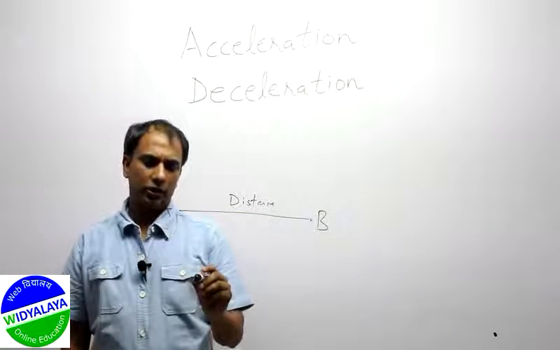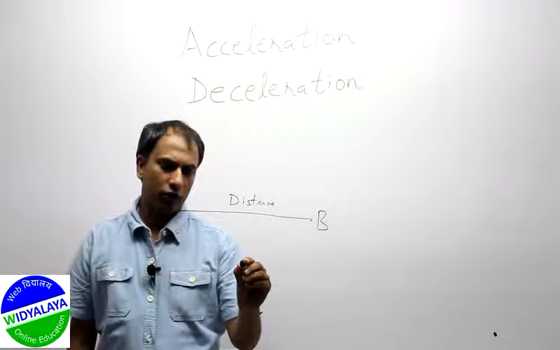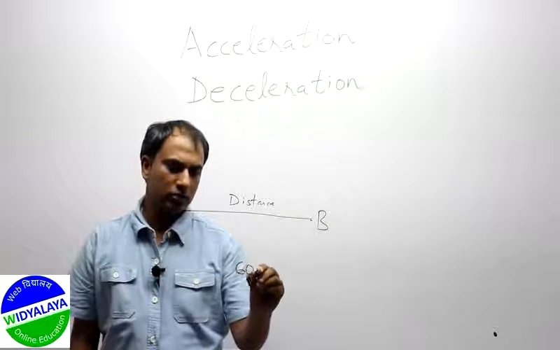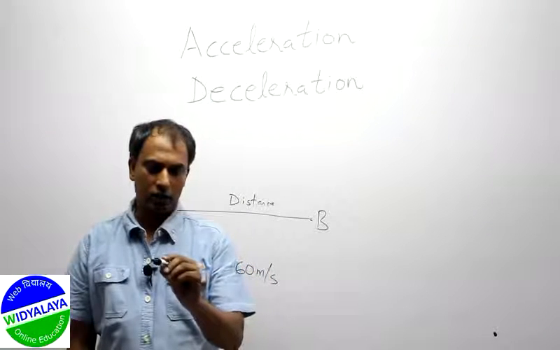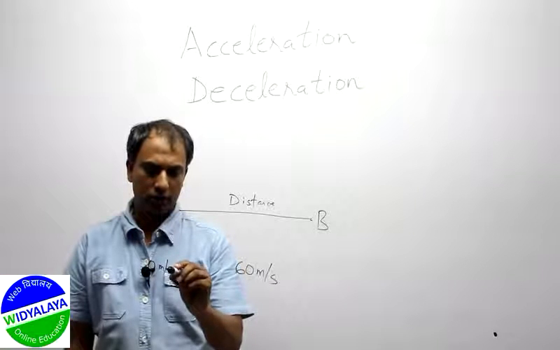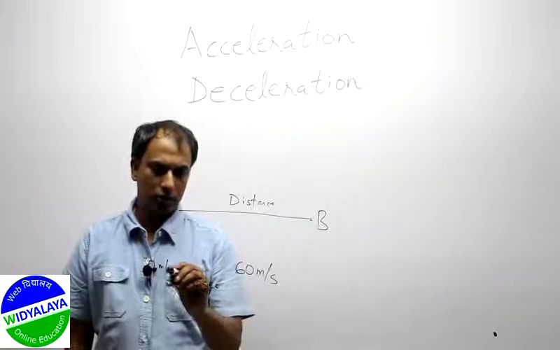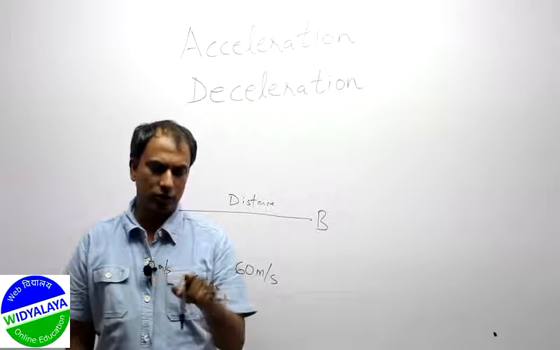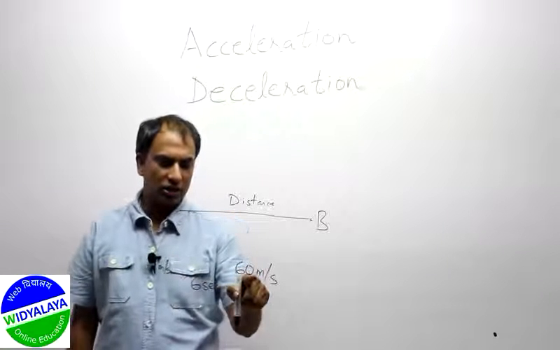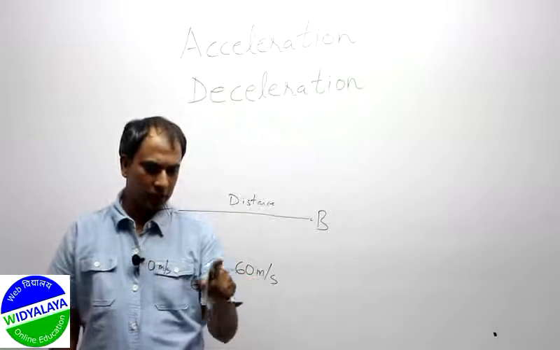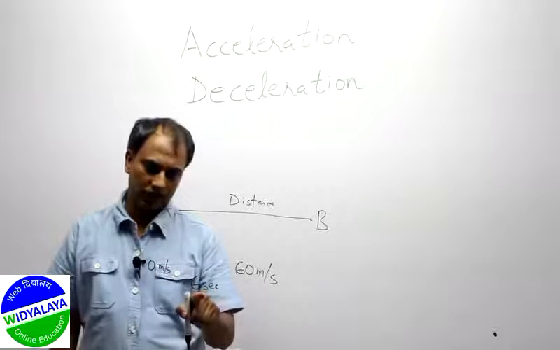So, let's say an object is stationary, at 0 meters per second, and in 6 seconds it increases speed from 0 meters per second to 60 meters per second. So what is the change in speed? It is 60 meters per second minus 0 meters per second, and the time taken is 6 seconds.